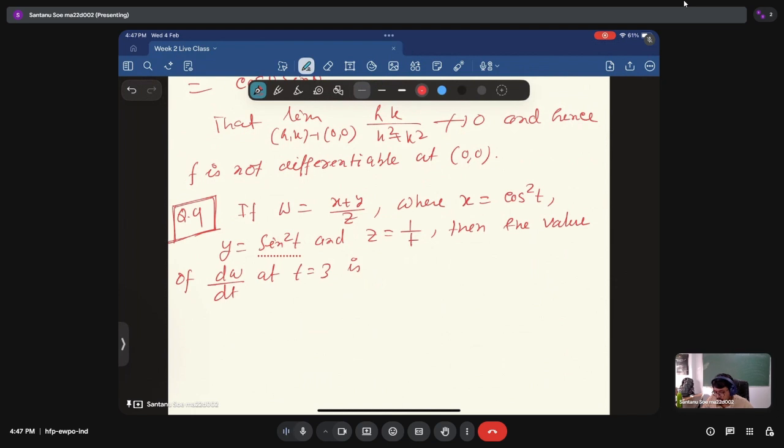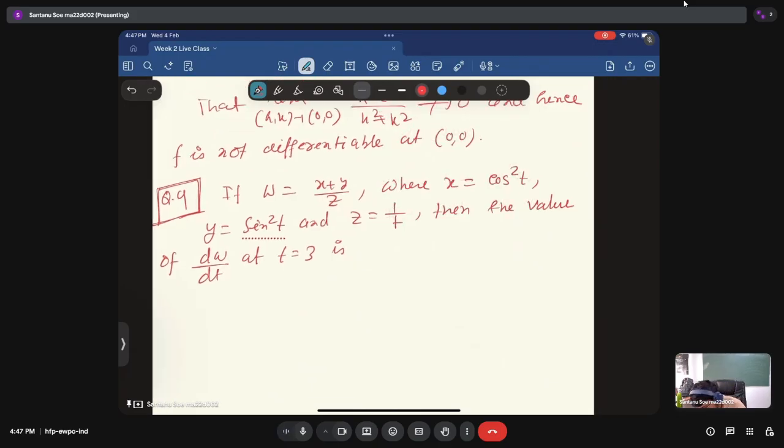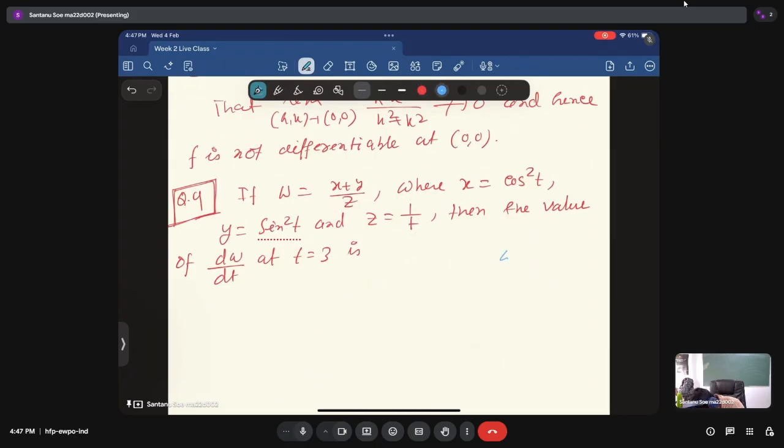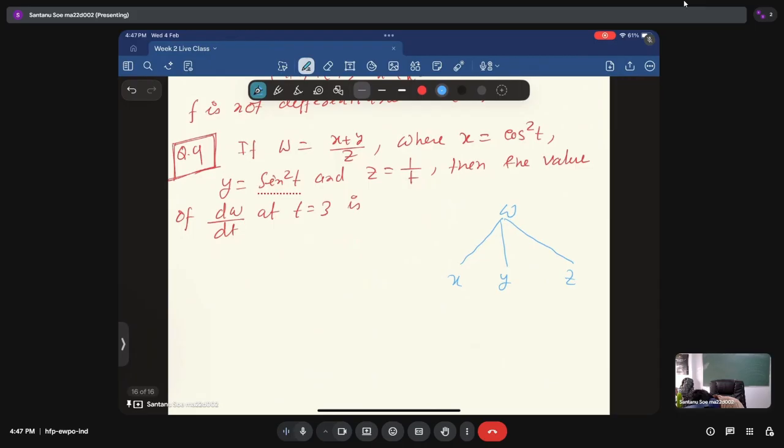so here w is a function of three independent variables x, y, and z, and x is a function of the variable t, y is also a function of variable t, and z is also a function of variable t. Then they are asking us to find the derivative of w with respect to t and find the value at the point t equals 3. Now this is a question from the chain rule. So here we can see that w is a function of three variables x, y, and z, and x, y, z are all functions of the variable t.